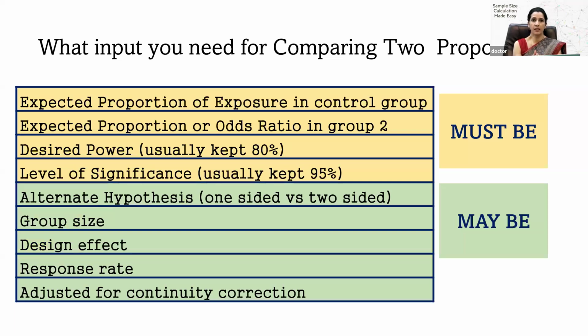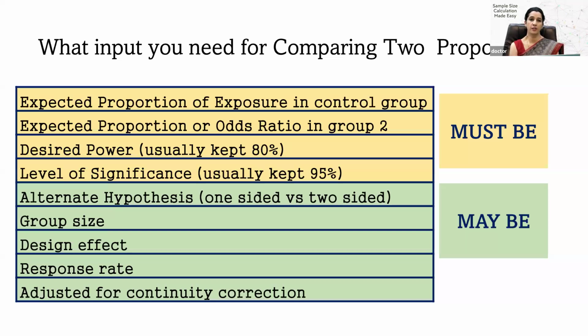Generally, we keep a two-sided hypothesis. Group size is basically you want to keep it like 1:1 or 1:2, the ratio between the case and control. That is what we mean by the group size. And design effect and response rate are important because, as I said, if you are doing a multi-centric, hospital-based case control study, then the hospital will be acting as a cluster. So that concept which we did yesterday, how to calculate this design effect, you can apply.